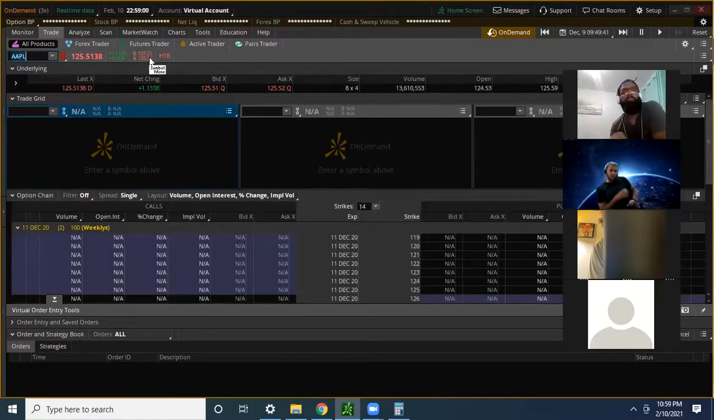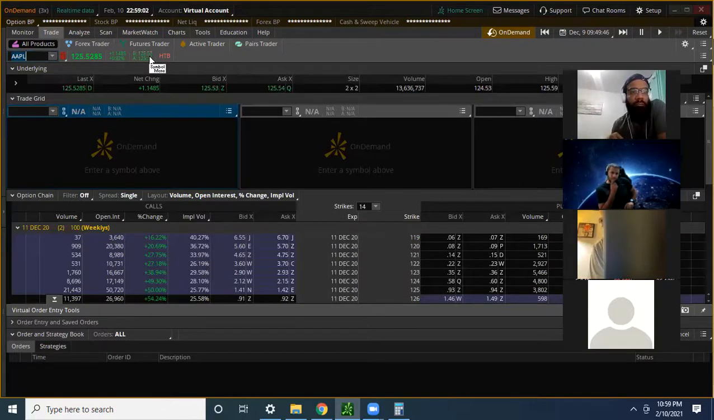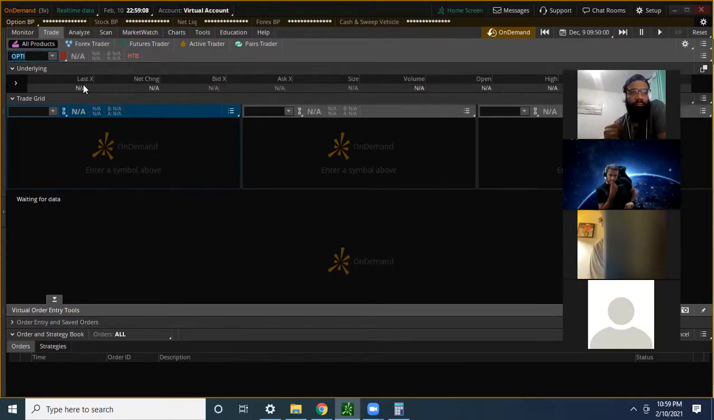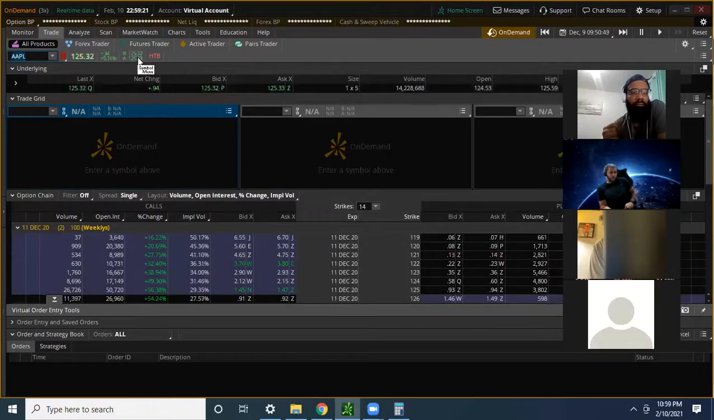Apple is always like 1 cent away from each other, the spread, right? Meanwhile, let's see some penny stock. But anyway, so Apple, you always see the spread like 1 cent away from each other.